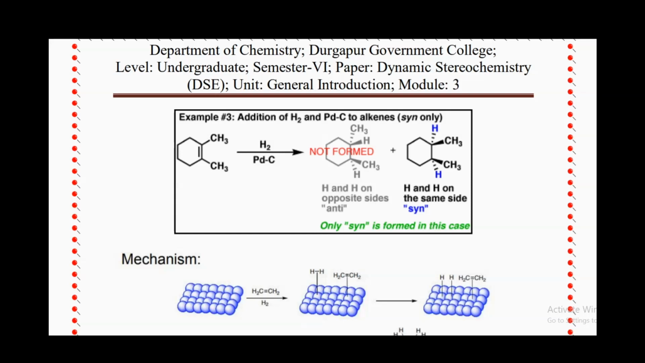Now coming to the next reaction, which is the addition of H2 and palladium on carbon, that is the reduction, it occurs only syn. In the previous case, in case of bromine, it was occurring as anti, but here it is occurring as syn. Now let us see the mechanism.